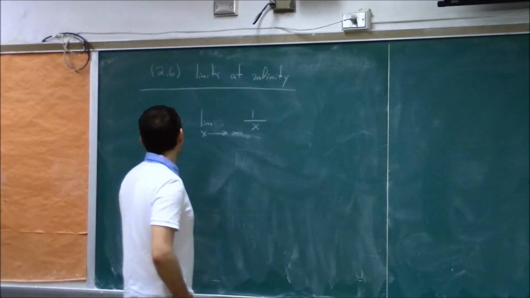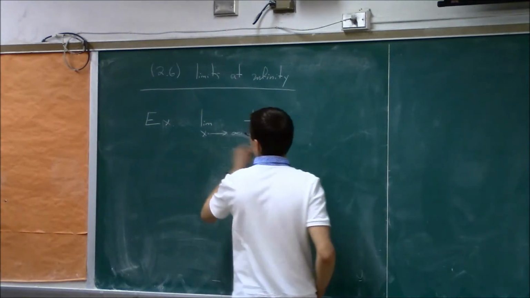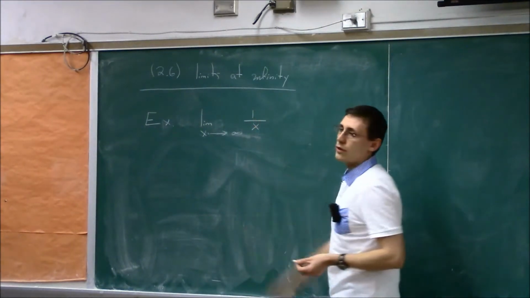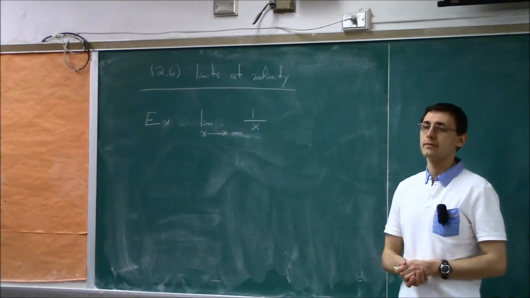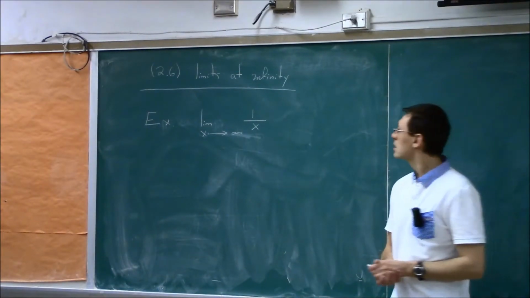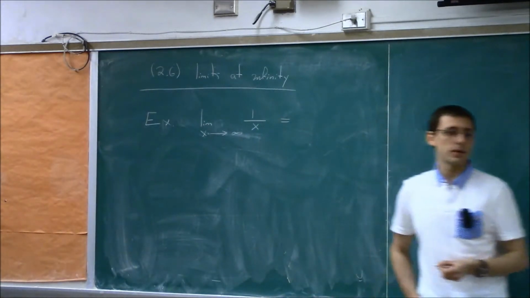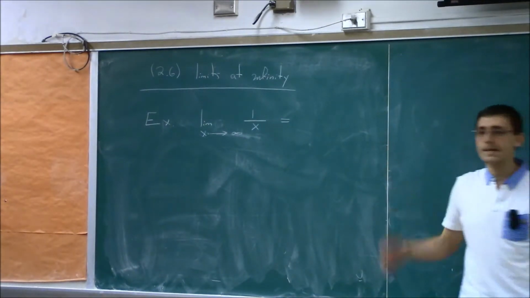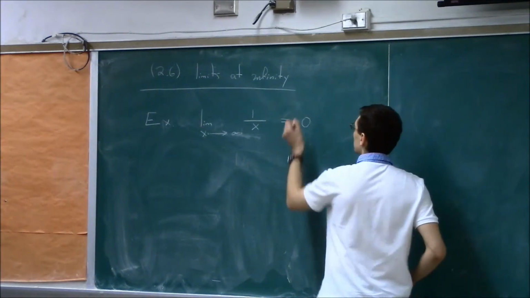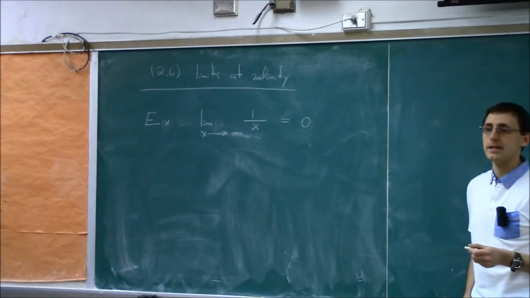And I'm asking then, what happens if x is growing to 1 over x? What do you think is happening? It's decreasing, it's becoming smaller. It becomes smaller, and can you be specific? It goes to 0. Precisely, it goes to 0. Everybody says why it's 0?